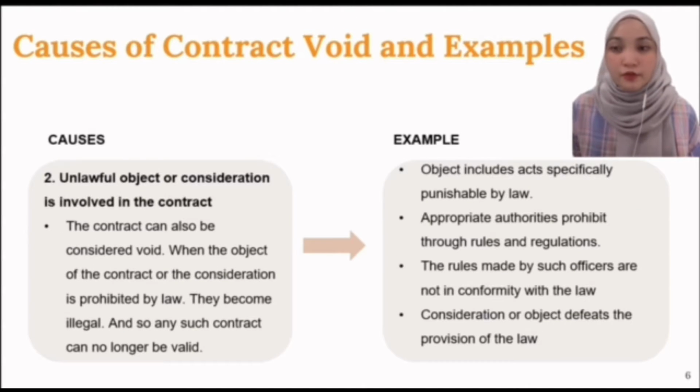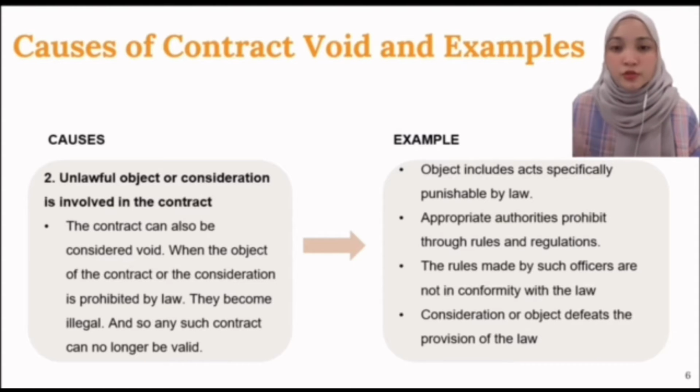The second cause of contract void is unlawful object or consideration involved in the contract. It means the contract can also be considered void when the object of the contract or the consideration is prohibited by law. They become illegal, and so any such contract can no longer be valid. Examples of unlawful object or consideration are: first, the object includes acts specifically punishable by law. Second, appropriate authorities prohibit it through rules and regulations. Third, the rules made by such officers are not in conformity with the law. And the last one is consideration or object defeats the provision of the law.